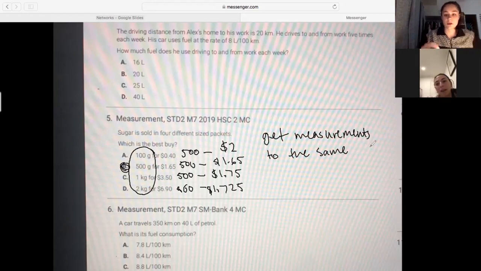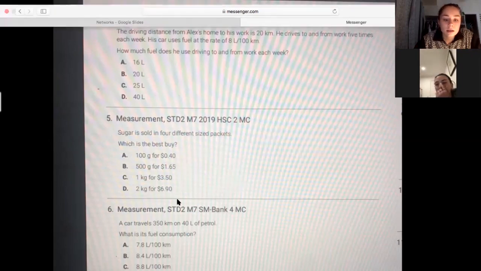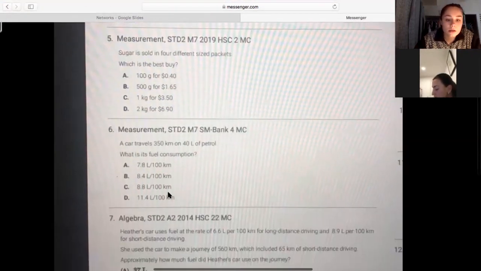You can rub it out, by the way. Okay. Wait, if you want. Sick. Do you know the fuel consumption formula?